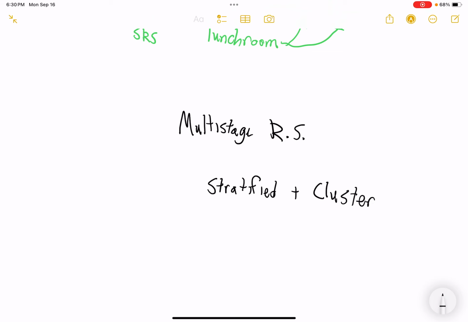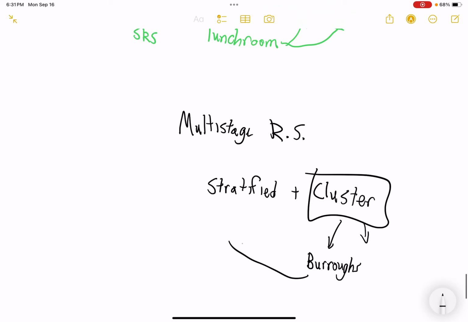So let's say I am looking at New York City and I want to know where people think the best pizza is, right? What I might do is start by using cluster and splitting it up into the boroughs of New York, right? The categories of city, the different parts of the city.